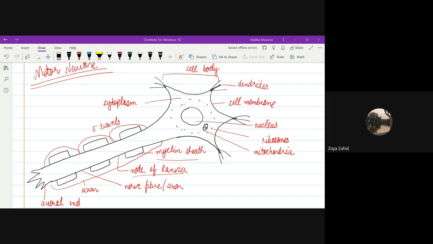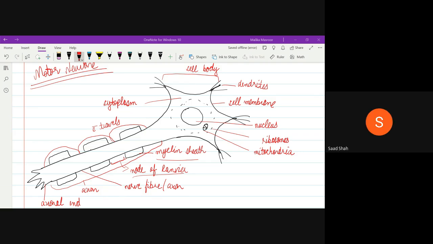Miss, is the node of Ranvier the gaps, or is it the cell body itself? No, this is the gap between the myelin sheath. This gap is the node of Ranvier. This gap between the myelin sheath. And the impulse travels in a jumping manner. All right, everyone's clear?